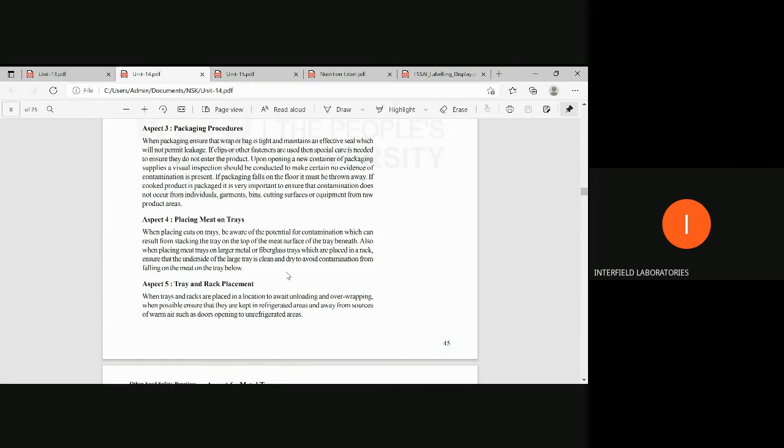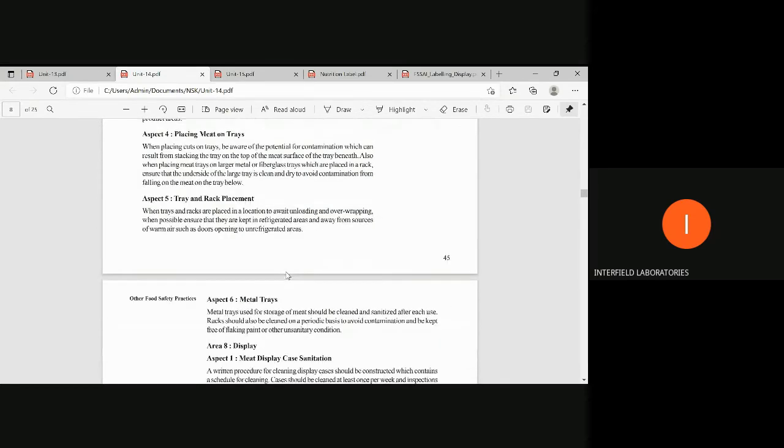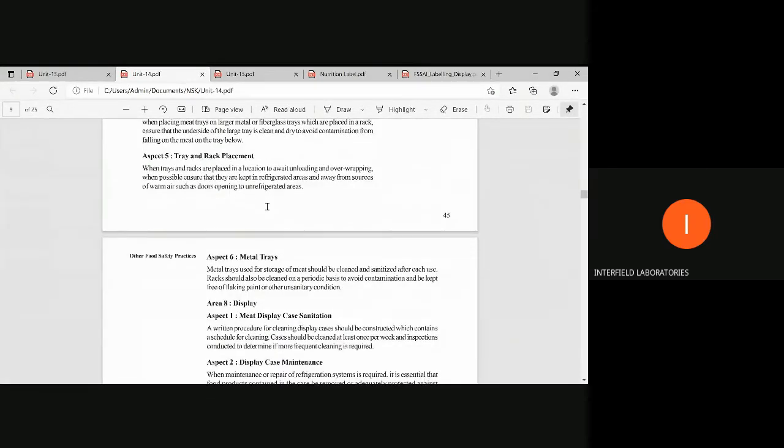Tray and rack placement. When trays and racks are placed in a location to await unloading, ensure that they are kept in refrigerated areas. If metal trays are used for storage of meat, it should be cleaned and sanitized after each use.